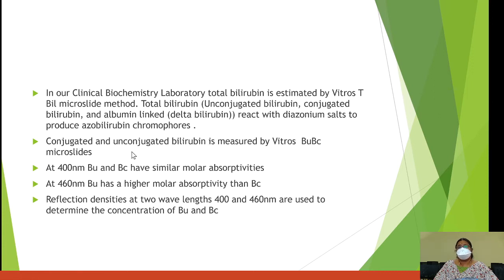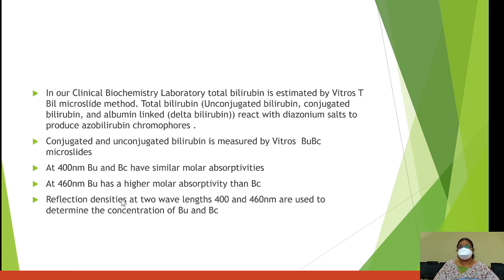And the conjugated and unconjugated bilirubin is measured by a separate method, that is again the microslide method. It is Whitrow's BUBC microslide method. And that is based on the principle that at 400 nanometers, both conjugated and unconjugated bilirubin have similar molar absorptivity. But at 460 nanometer, unconjugated bilirubin has a higher molar absorptivity than conjugated bilirubin.